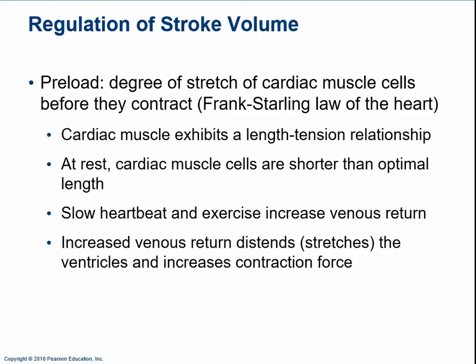So both of these things, the preload means there's more blood there to pump, and you're better at pumping because the heart is optimally set up for contraction. So Frank Starling's law of the heart says preload is the most important factor.